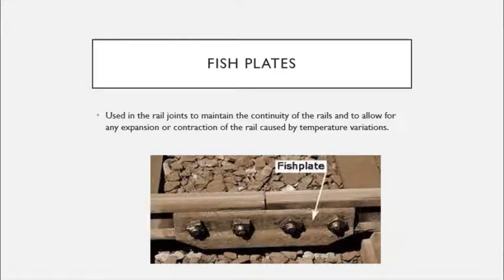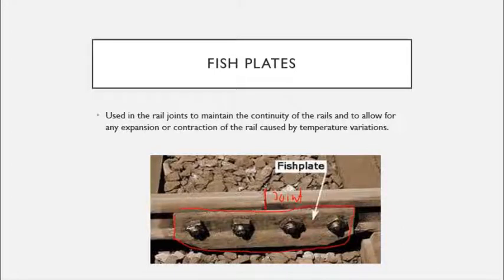The first one is fish plates. You can see the fish plate in the figure. It is generally used to connect the two rails. So this is considered a joint. So we have to ensure the safety in these joints. So we will connect the two pieces of rails using this fish plate.